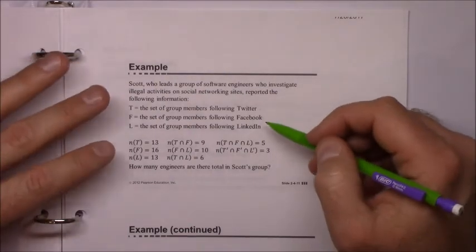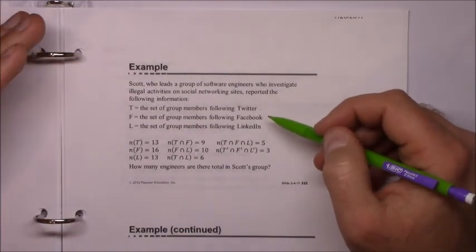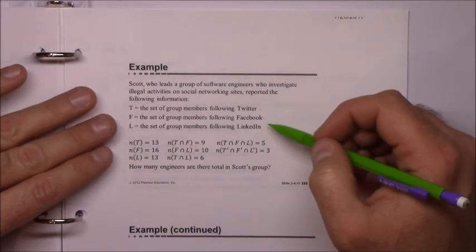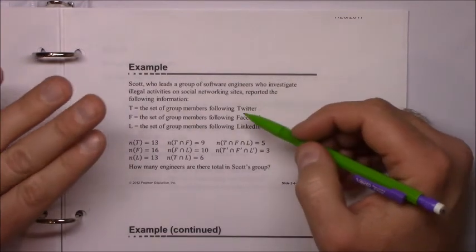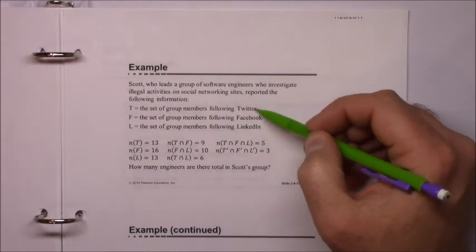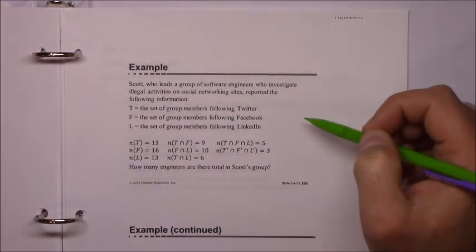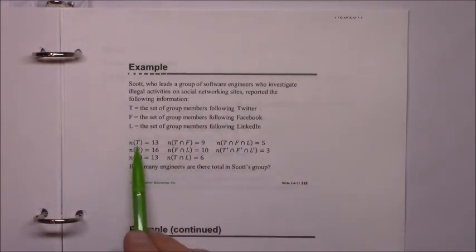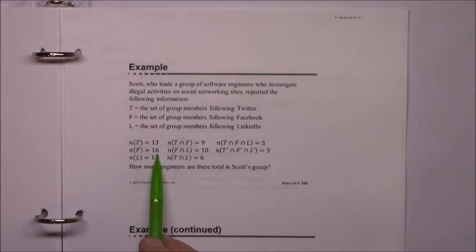So just remember, kind of like the football, baseball, hockey example, we really have to be careful and not make any assumptions. It is possible for one person to belong to all three or none of these groups. Notice the given information, N of T, so the size of set T is 13, N of F is 16, N of L is 13, and so on.